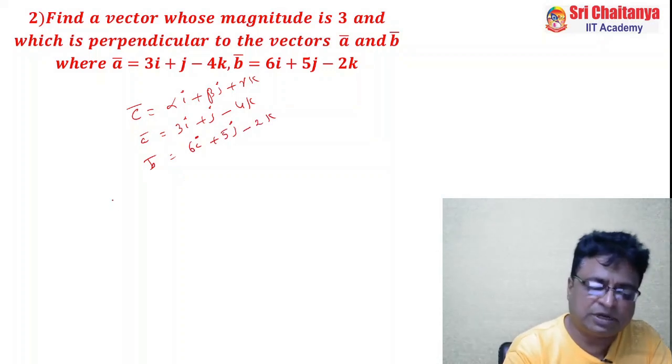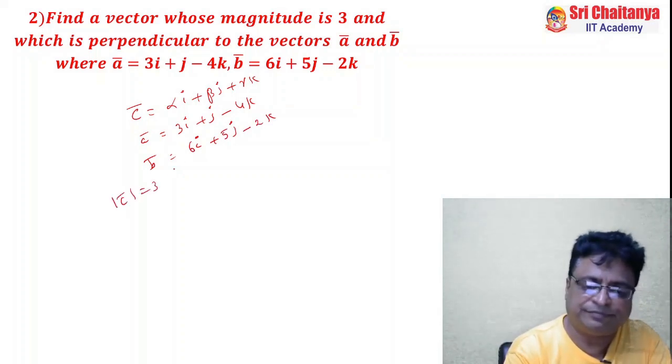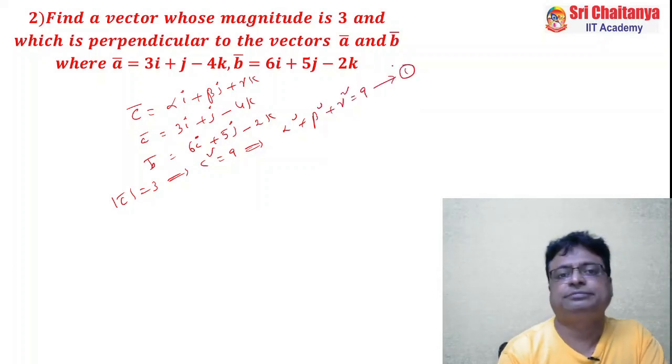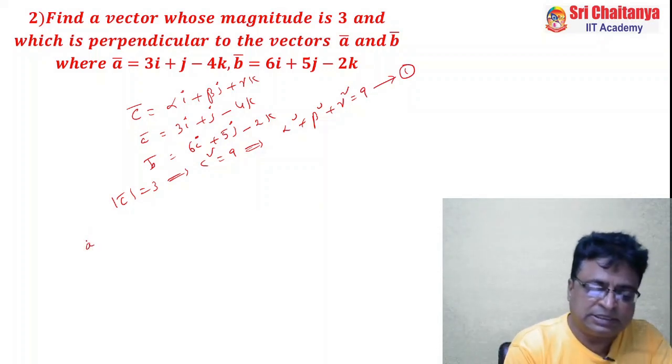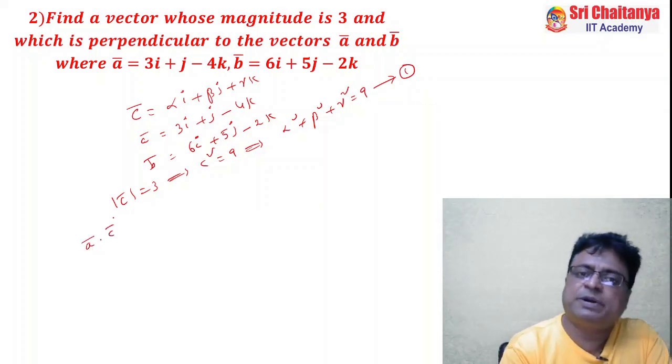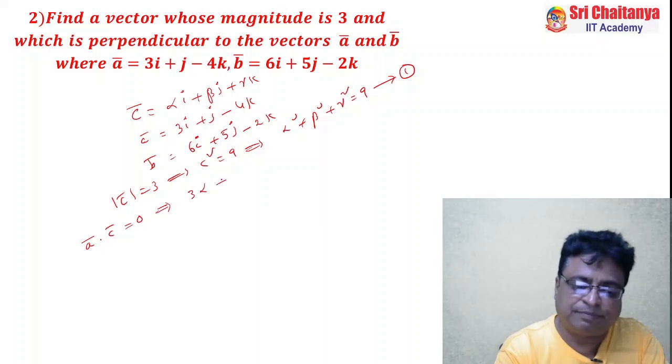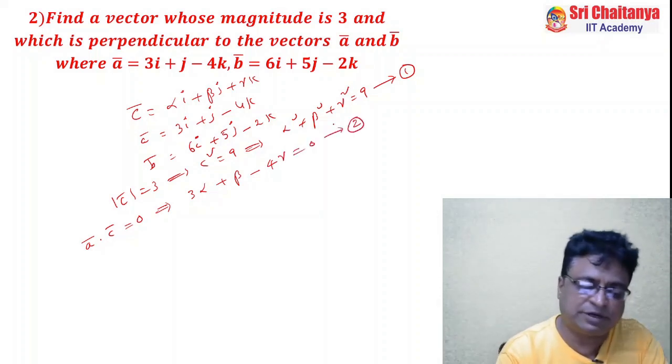But what is given? Mod C bar is equal to 3. That means C square equals 9. That means alpha square plus beta square plus gamma square equals 9. You call this equation number 1. Since C bar is perpendicular to both A bar and B bar, A bar dot C bar equals 0. That implies 3 alpha plus beta minus 4 gamma equals 0. You call this equation number 2.